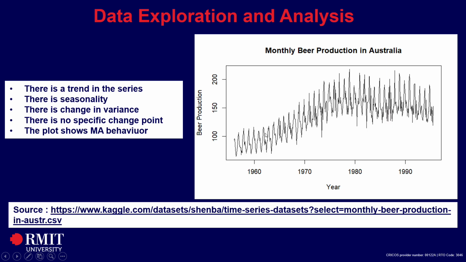Looking at the data, it consists of monthly production from the year 1956 to the year 1995. We can observe there is an increasing trend, and this could be due to popularity and demand. There is seasonality in the series, as well as a change in variance from the year 1970. No change point is observed, and the plot shows moving average behavior. The dataset was sourced from Kaggle and the source link is provided below.